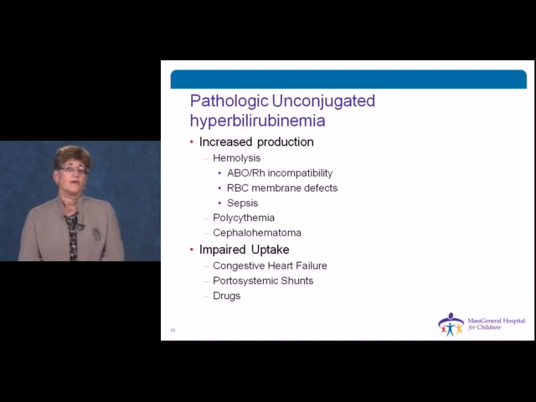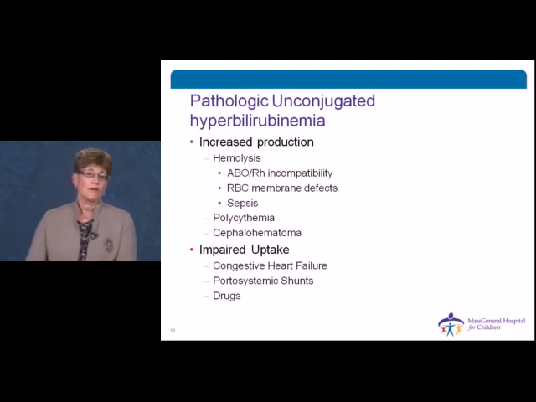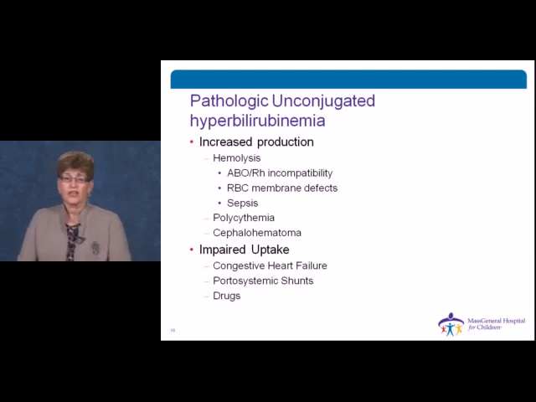So when does unconjugated hyperbilirubinemia become pathologic? Well, when there's any increase or change in the steps that we just talked about. So if there's an increased production of bilirubin, as occurs in hemolysis with ABO-Rh incompatibility, red blood cell membrane defects such as spherocytosis, as in G6PD, if patients are septic, polycythemia certainly, so if they're more polycythemic than the average newborn, and then if they have a lot of bruising, such as occurs with large cephalohematomas.